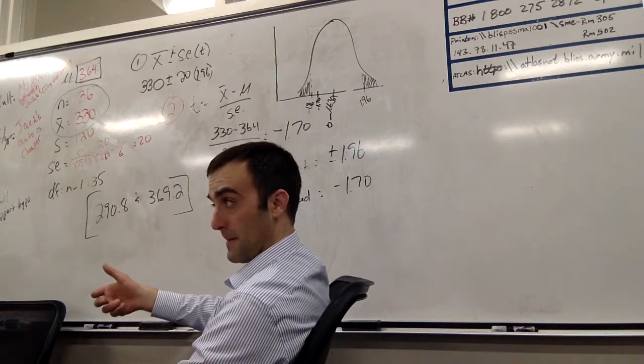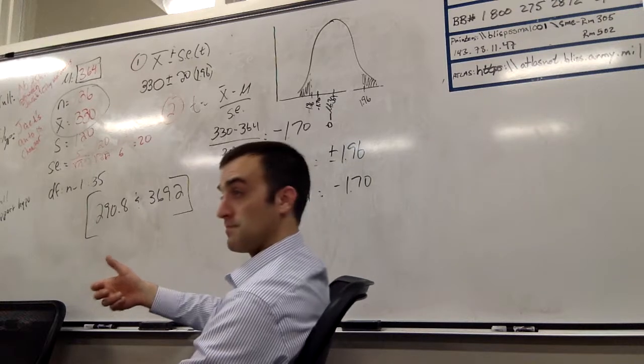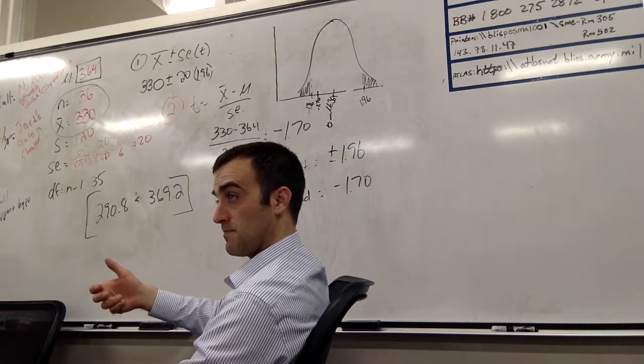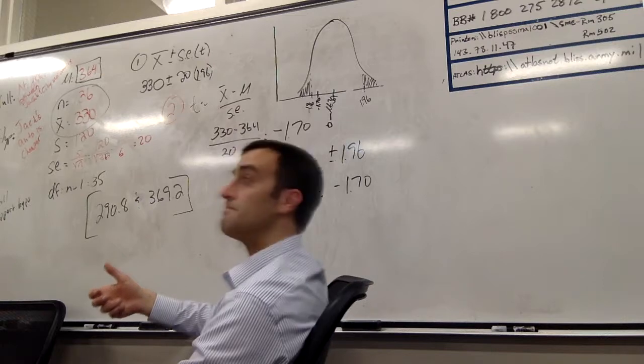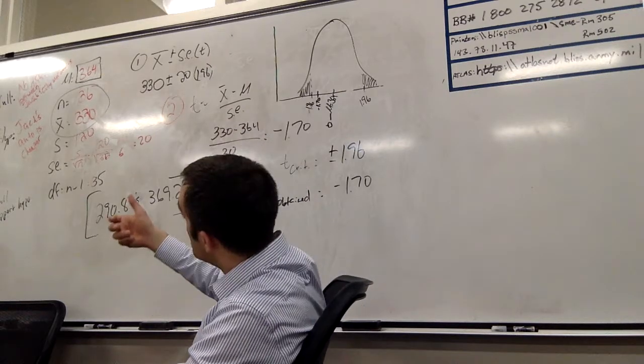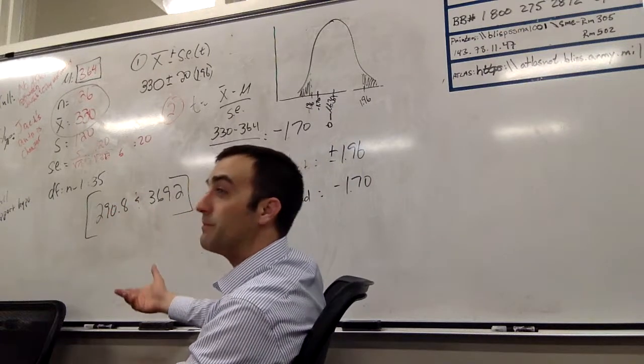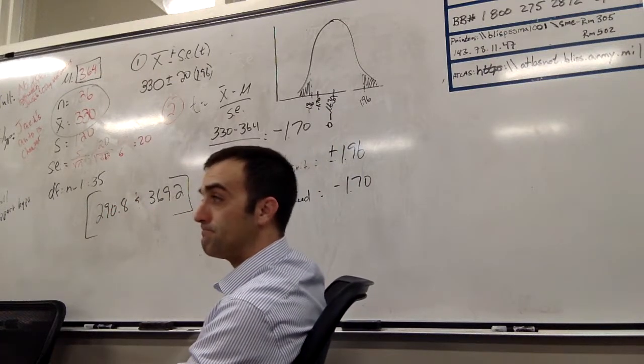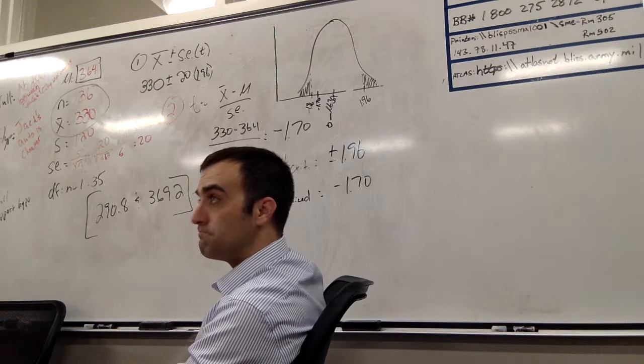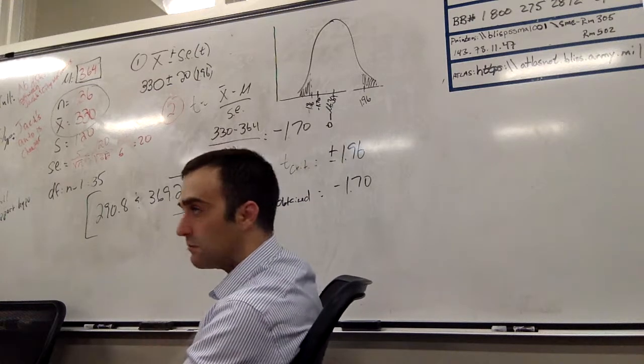So to answer this, you could say we accept the null that Jack's is not statistically different from last year, or we can just say we cannot reject the null, which is basically saying the same thing. Exactly, they're both fine.